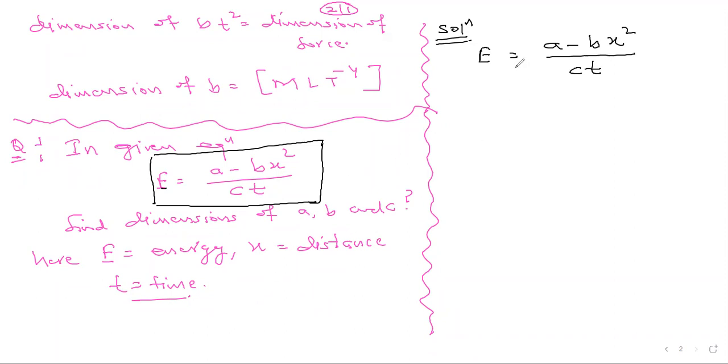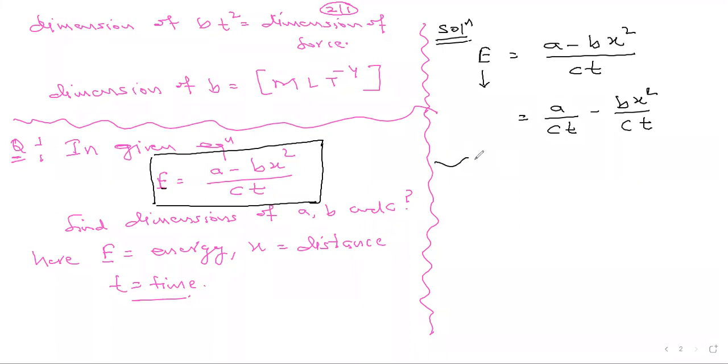So one way of saying it is that if this is the energy, then this should be energy. If this is the energy, this is A upon CT minus Bx square upon CT. Got it? Clear? Yes, sir.